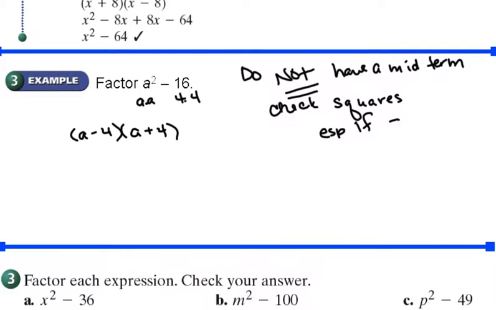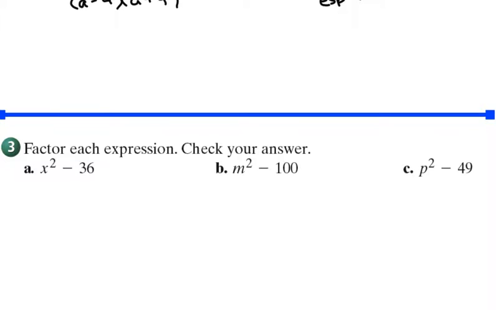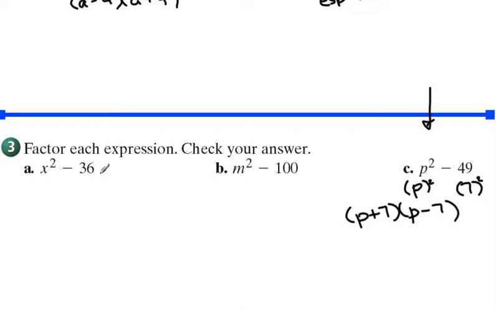Okay, let's do one more. C, p squared minus 49. It's a difference. Perfect square, p squared. Perfect square, 7 squared. And since that's a difference, you know you're going to have different signs. (p plus 7)(p minus 7). Now over here, you should get so good at these that you can just say, okay, the square root of 36 is 6, so (x minus 6)(x plus 6). Okay, they should be fast.